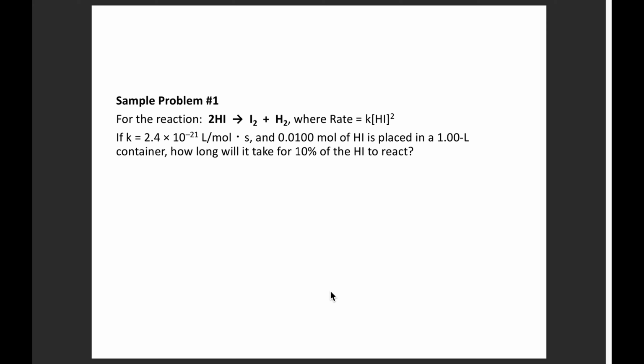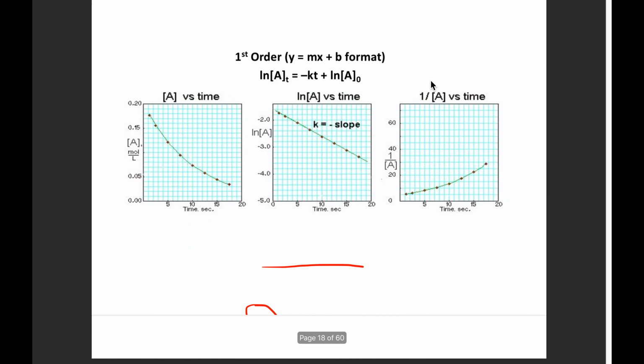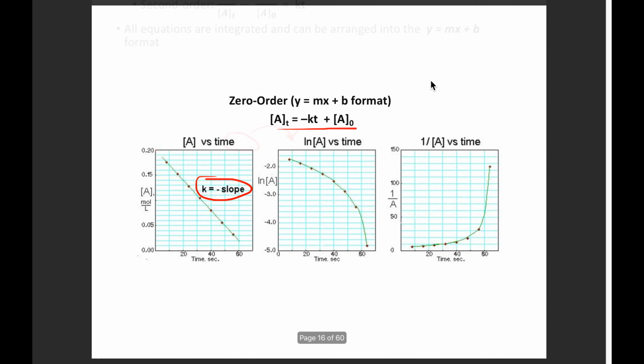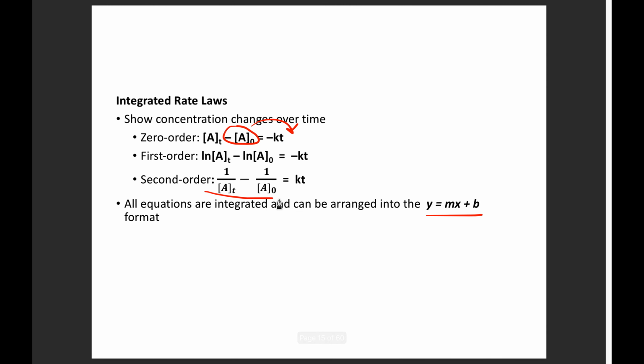For the decomposition of hydrogen iodide, you have the rate law, so that's nice, they gave us the rate law. Now notice, what does that mean? That means that it is a second order reaction, right? With regard to hydrogen iodide, it's second order. So immediately I can go back and say, all right, if it's a second order reaction, I'm going to be using this equation most likely. So I'm going to keep that in my mind. I'm going to use this equation here, okay?